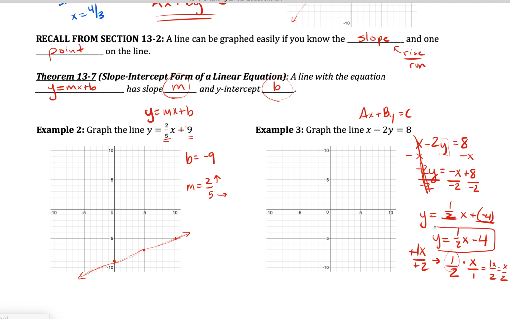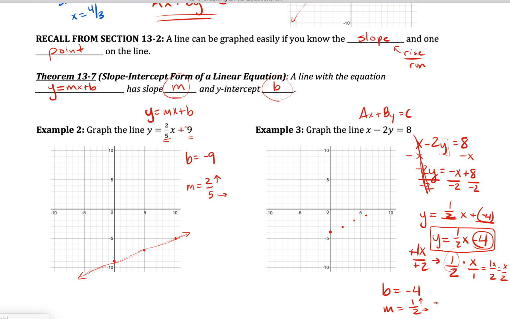So now this is just a rearranged version of x minus 2y equals 8. y equals 1/2 x minus 4. But now I can graph this really easily. I can see that my b value is negative 4. I can see that the slope is 1/2. So if I go to negative 4 on my y-axis, I can start with a point there. I can use my slope of 1/2 to go 1 up and 2 over. 1 up, 2 over, 1 up, 2 over, 1 up, 2 over.